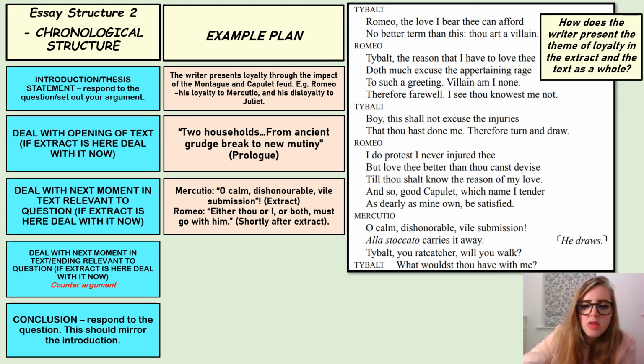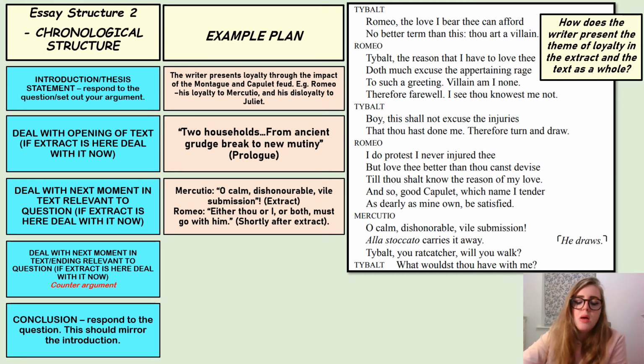Okay then, so the next one we look at is from the extract, because it's coming in order, because the prologue is at the beginning. Now look at the extract. I'm going to look at where Mercutio says, "O calm, dishonourable, vile submission." I'm going to talk about how for Mercutio, Romeo is being dishonourable, being disloyal, because he's backing down to Tybalt and he's not standing up to him. But at this point, Mercutio isn't aware that Romeo is married to Tybalt's cousin.